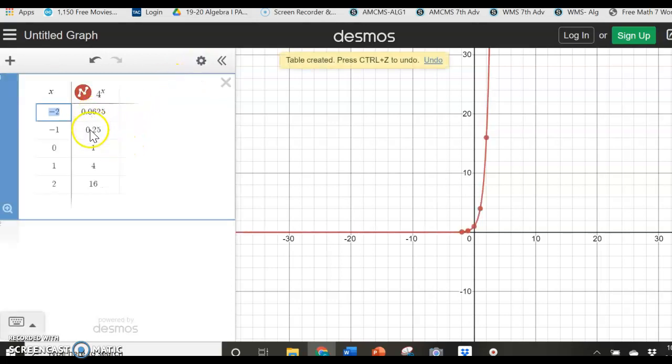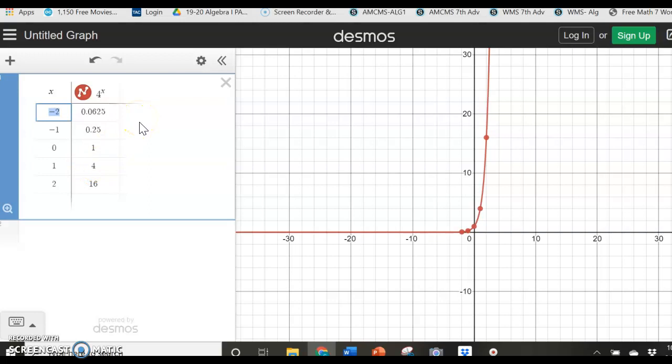And we're going to notice, this is a great lesson post-COVID, because COVID infections are actually exponential functions. So if I plugged in the values, it would be 0. When I plug in 0, it's 1, because anything raised to the 0 power is 1. 4 to the 1 is 4. 4 squared is 16, etc.